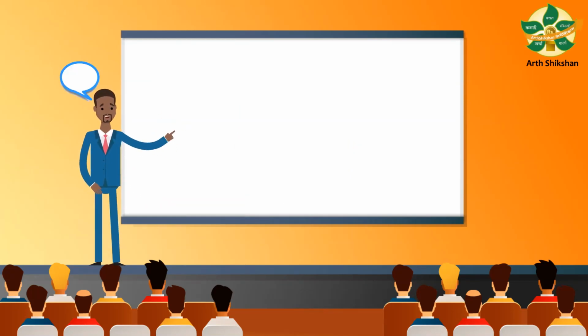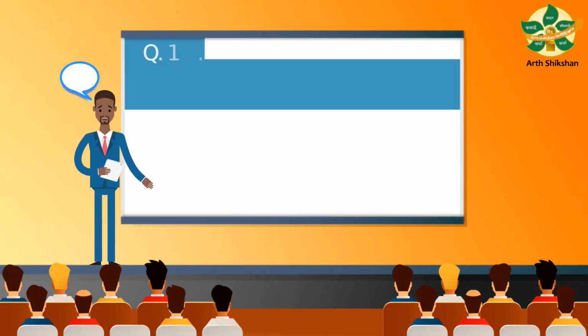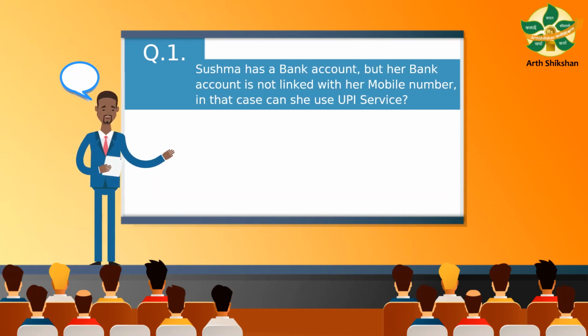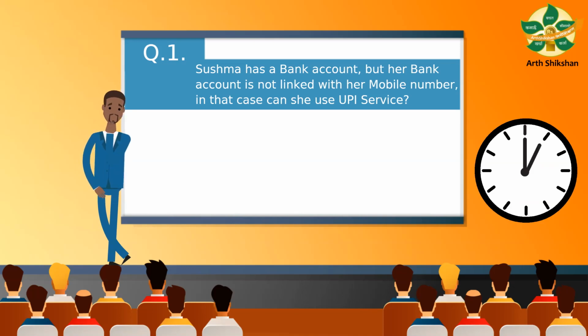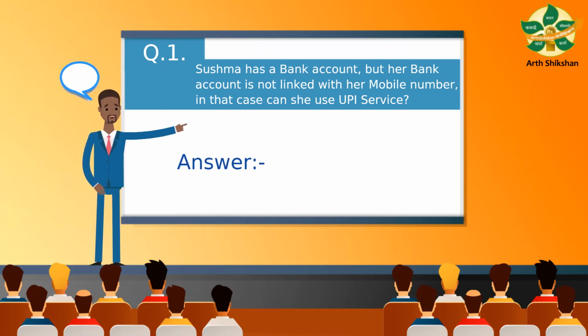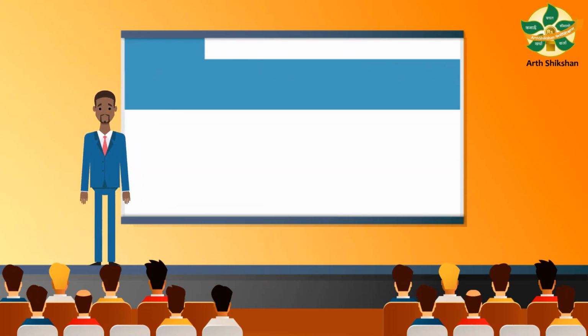Now let us check how much you have understood from the above scene. Question 1. Sushma has a bank account, but her bank account is not linked with her mobile number. In that case, can she use UPI service? Answer. No. Mobile number should be linked to the bank account.